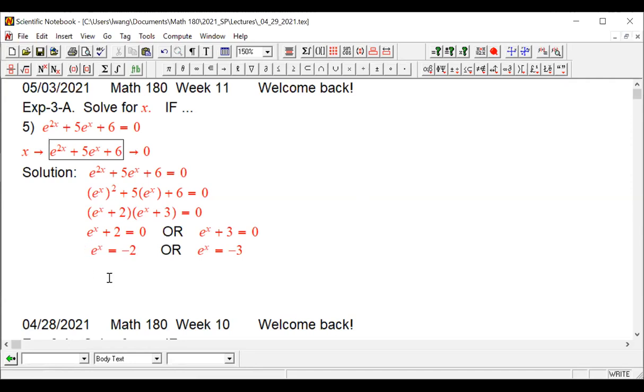All right. And then from e to the power x equals -2, what do we get for x? No solution, right? Because e to the power x is always positive. Very good. How about from e to the power x equals -3? No solution either, right? So very good. No solution, because e to the power x is larger than 0 for any real number.